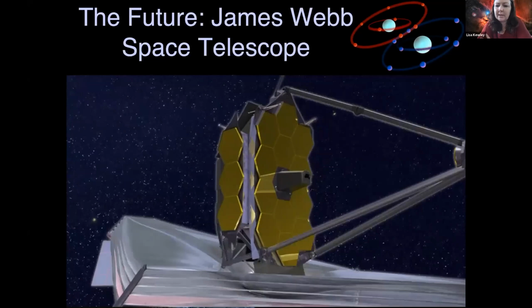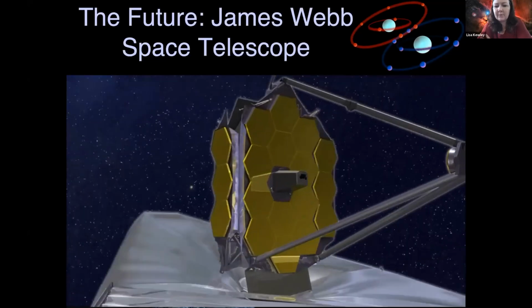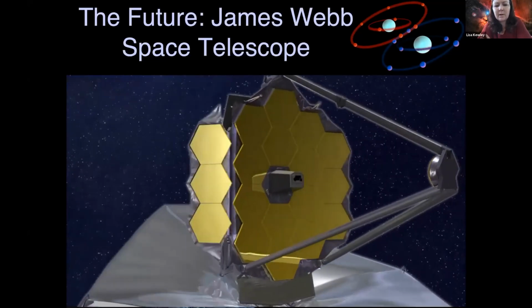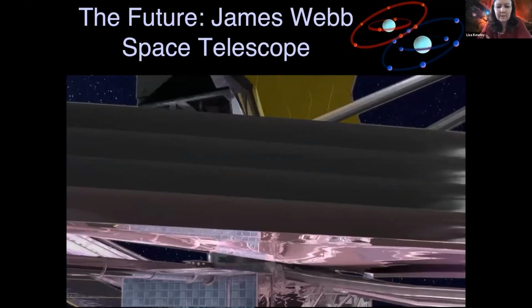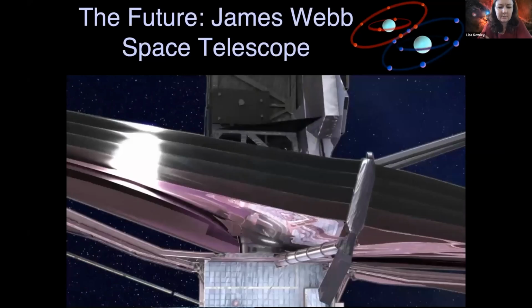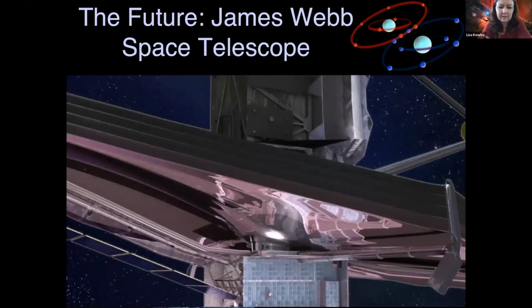Now we've got the mirrors opening up. So we've got the primary mirrors, the really big one there, which has hexagons. And now we're just going to do a bit of a zoom around the James Webb Space Telescope and check out what it looks like.